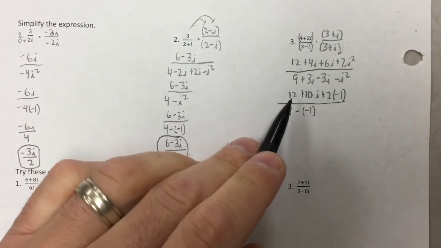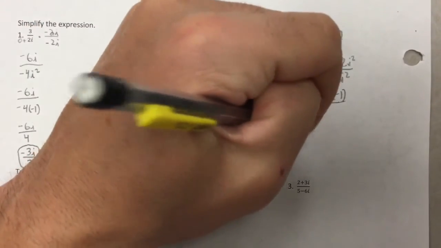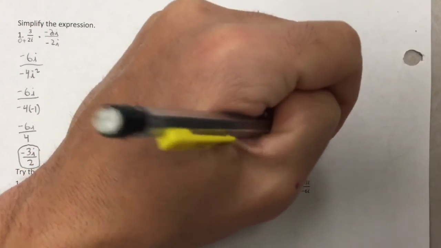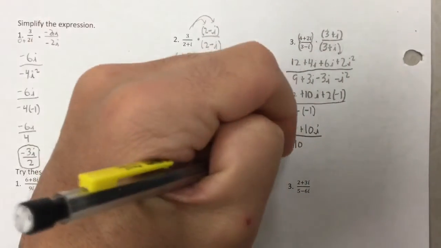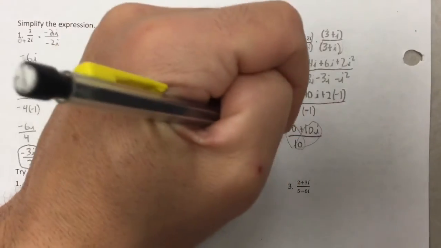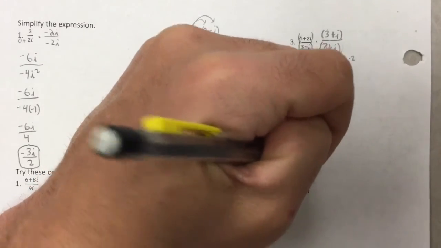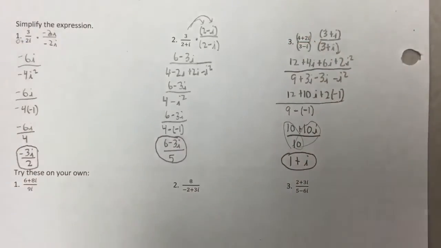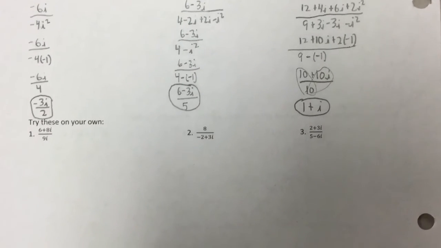So we would end up with 12 minus 2 is 10 plus 10i all divided by 9 minus a negative 1 is plus, so 10. So now I would do my heart method, divide each by 10. 10 divided by 10 is 1 plus 1i, or 1 plus i. Final answer. All right, try doing these 3 on your own.